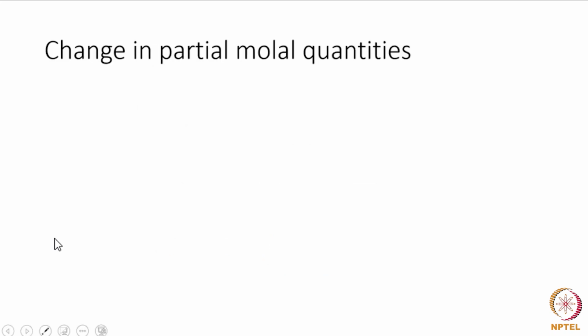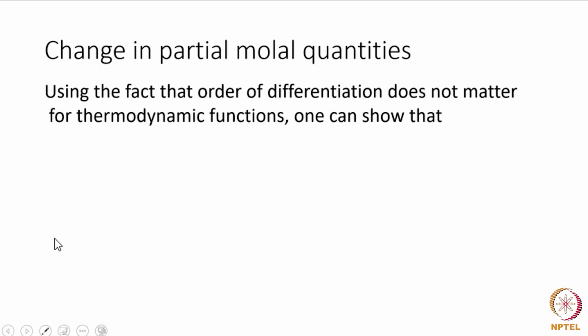So whenever there is any change in the partial molar quantities, we now need to see how it actually helps us connect. There is a concept in thermodynamics that we make use of, namely the fact that the order of differentiation does not matter. This is because most of the thermodynamic functions that we are dealing with are continuous and well-behaved functions, and their slopes are not zeros. So that is the reason why we can assume that the order of differentiation does not matter for thermodynamic functions.